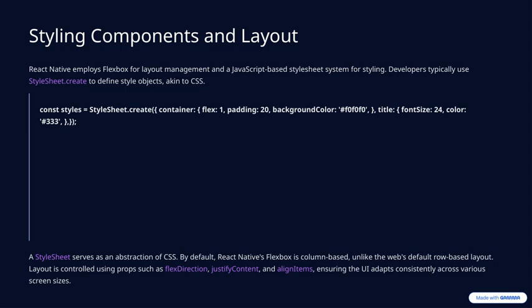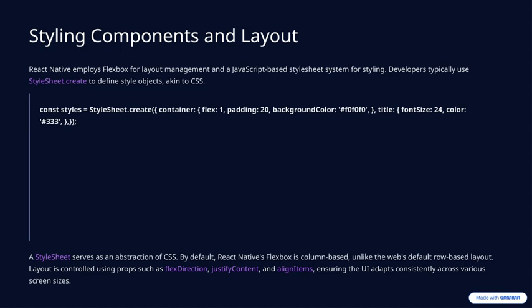For example, you might see something like this. const styles = StyleSheet.create: container: flex 1, padding 20, backgroundColor #F0F0F0. title: fontSize 24, color #333. This stylesheet acts as an abstraction of CSS, making styles more manageable and organized.